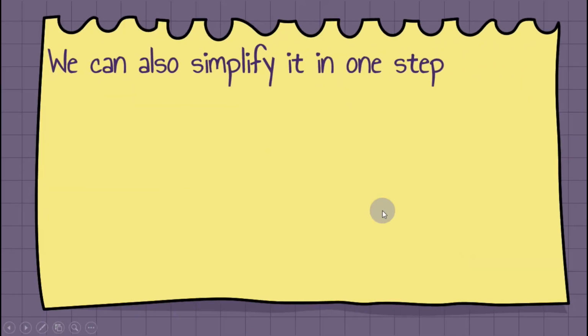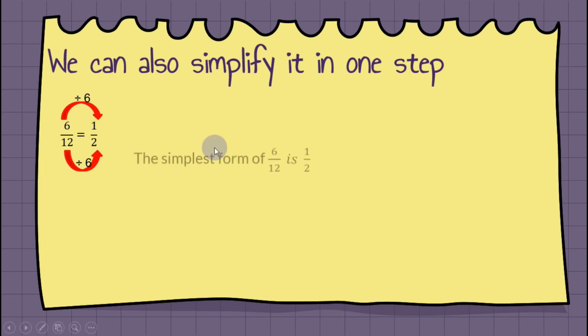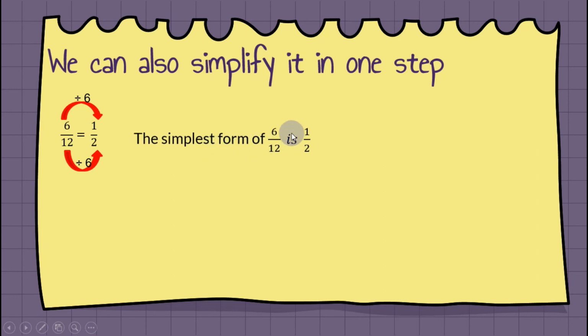We can also simplify it in one step. 6/12, 6 divided by 6 and 12 divided by 6. So equals 1/2. The simplest form of 6/12 is 1/2.